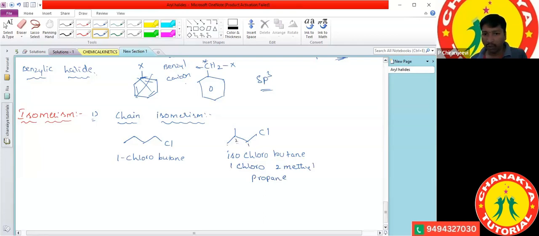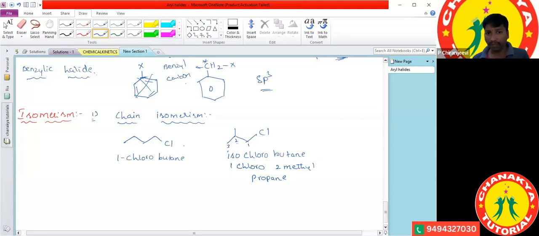1, 2, 3. Chlorine is attached to the first carbon atom, hence I wrote it as 1-chloro-2-methylpropane. So 1-chlorobutane and 1-chloro-2-methylpropane are both examples of chain isomers, because they have the same molecular formula but differ in their chain length.